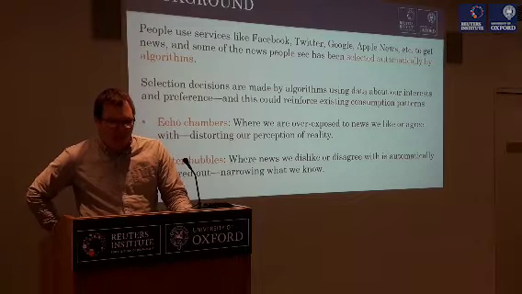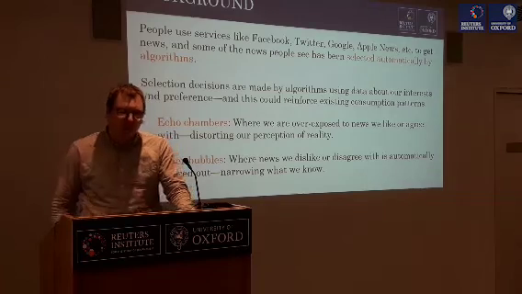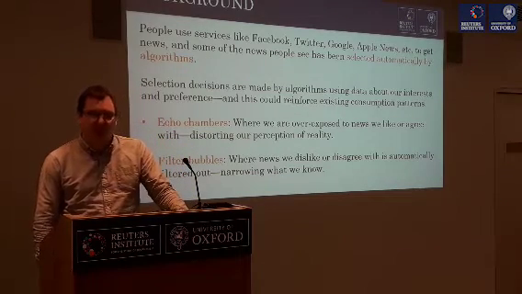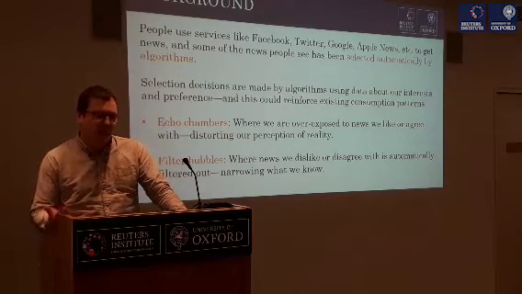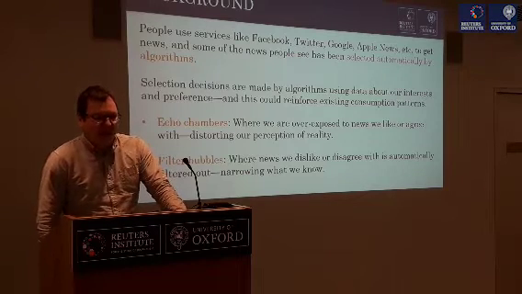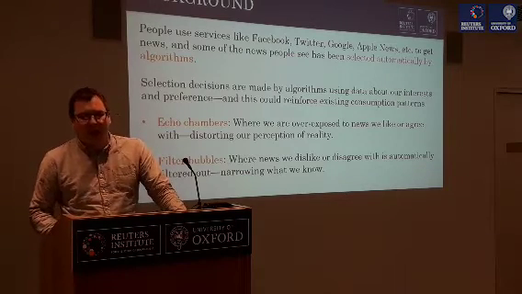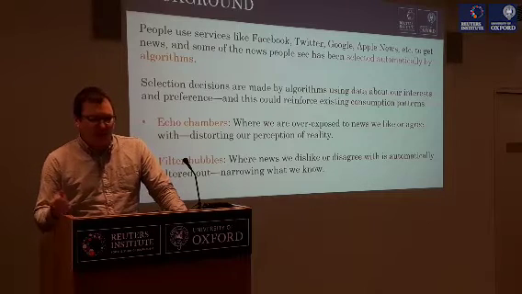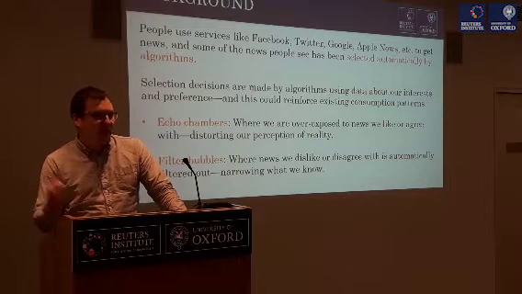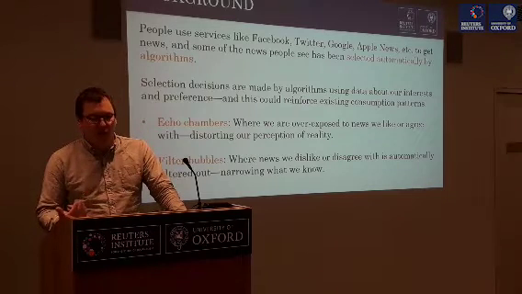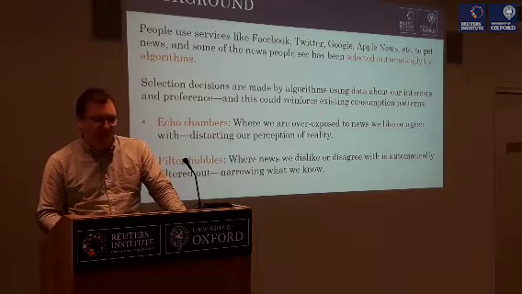So we already know that people use services like Facebook, Twitter, Google, Apple News, and a range of others to get news. And some of the news that people see when they're using these platforms has been selected automatically by algorithms. Now, we know that the selection decisions are made by algorithms using data that have been collected by platforms based on our past use and also data that we voluntarily give to platforms. And the fear is, of course, that this could reinforce existing consumption patterns.